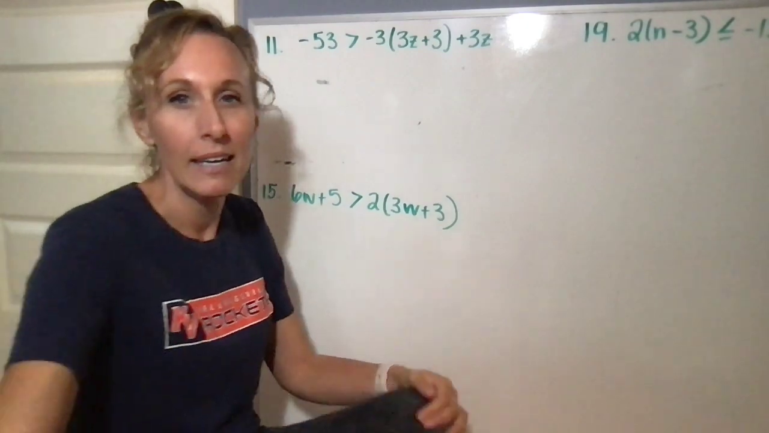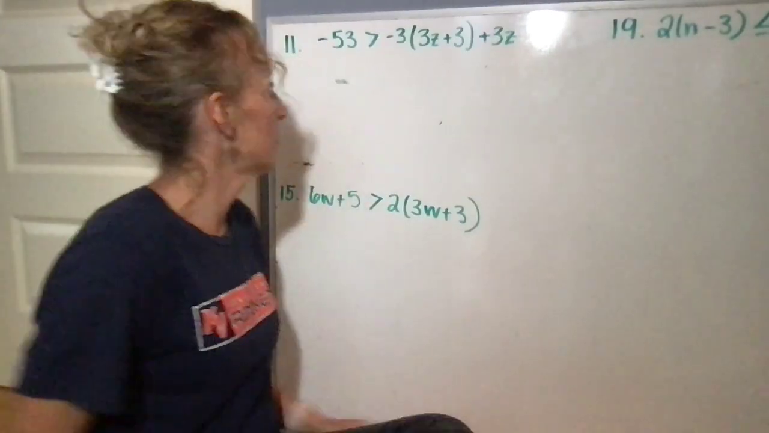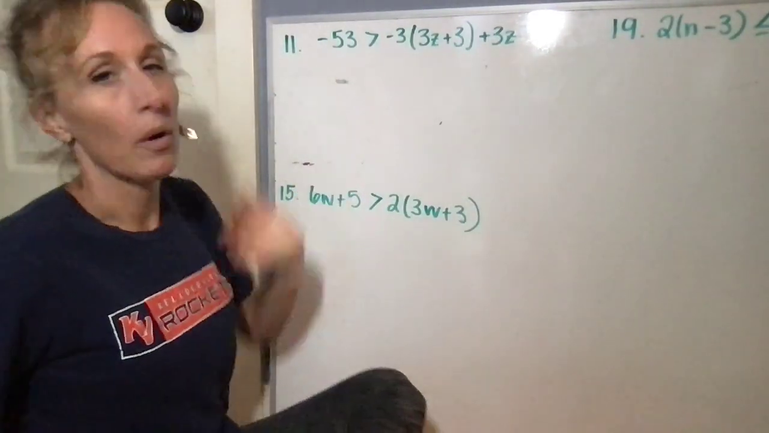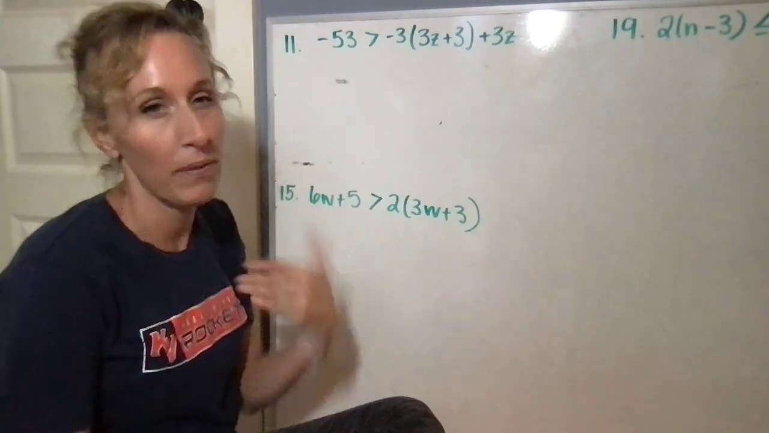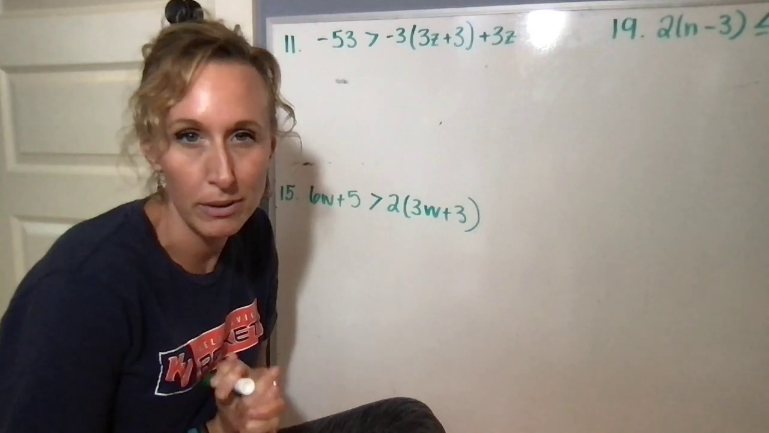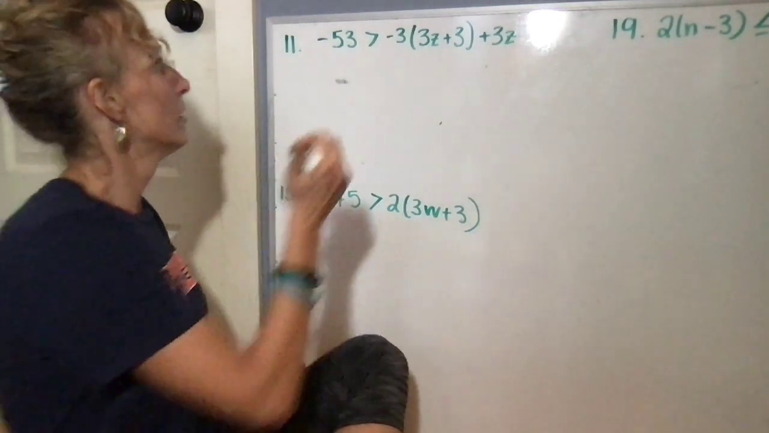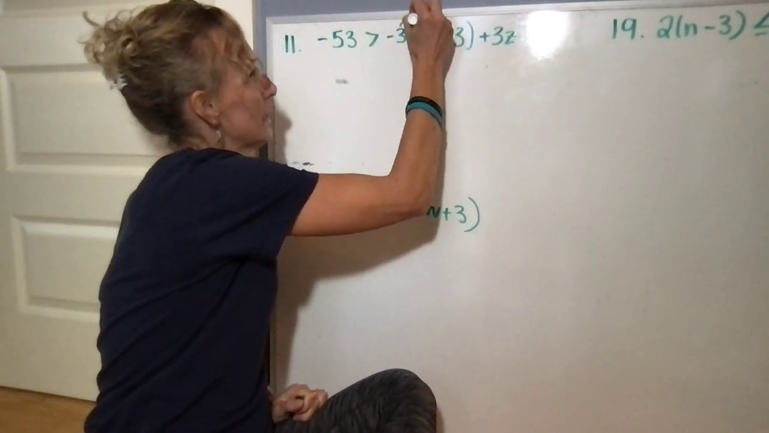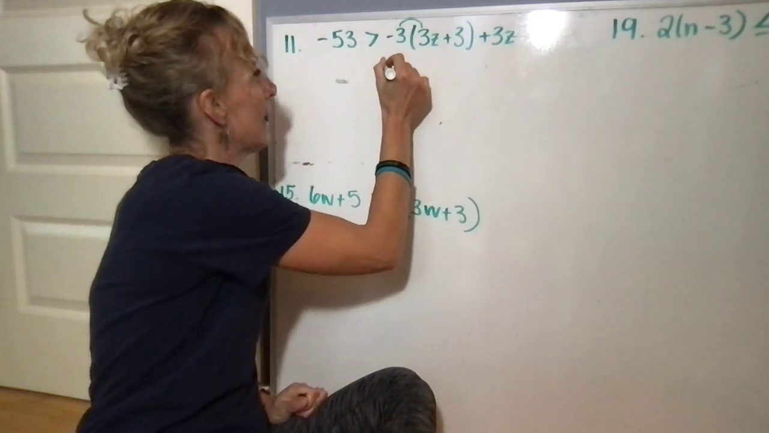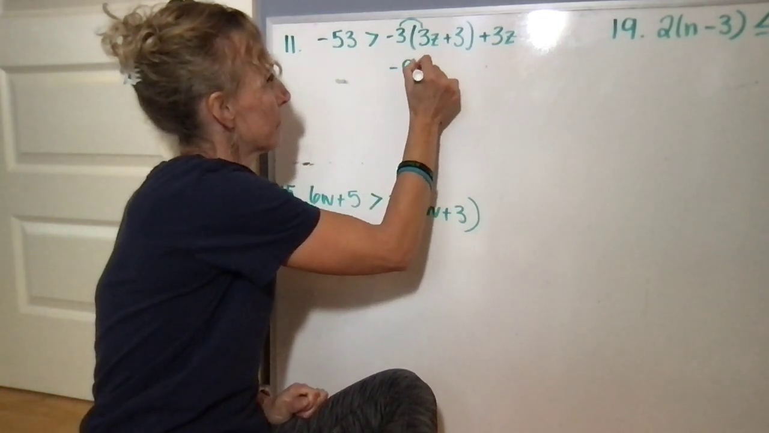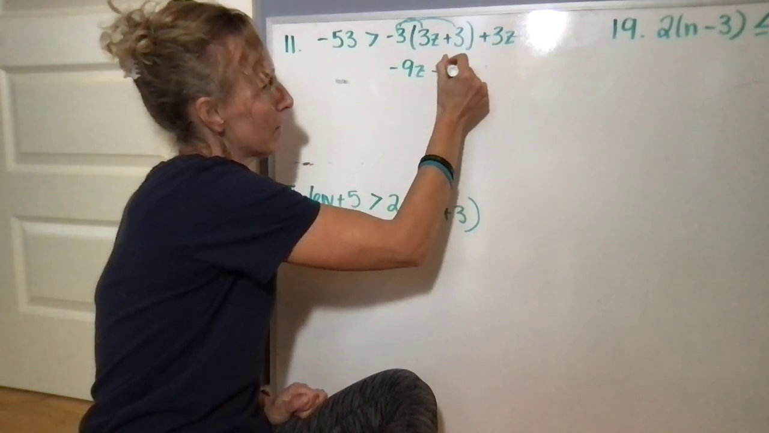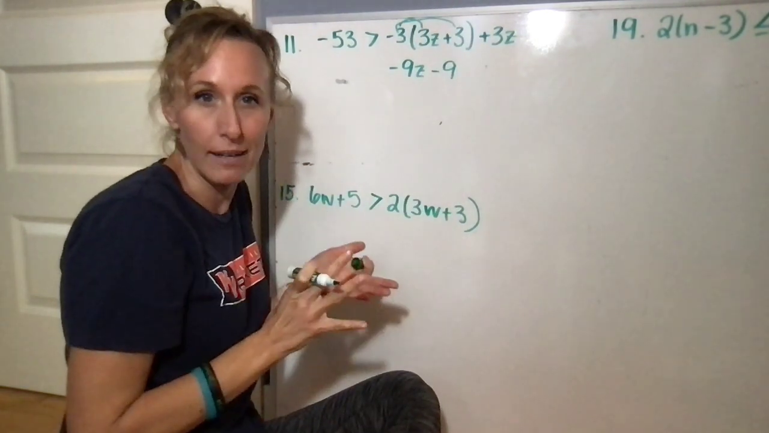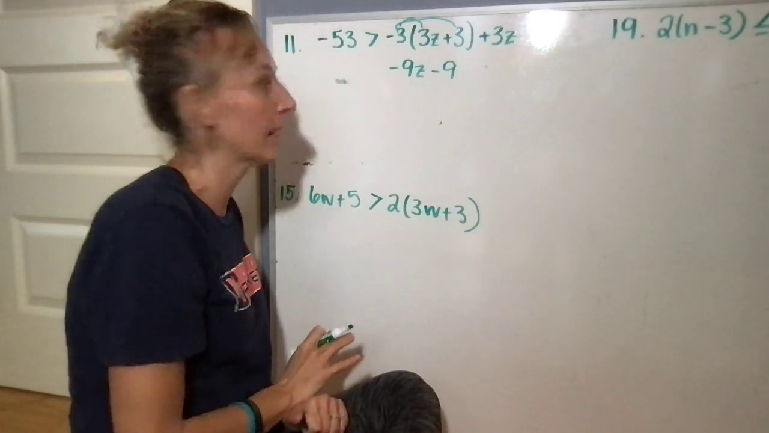Number 11, solving inequalities here, right? What we want to do first for any solving inequalities is if there are parentheses, we want to distribute and get rid of those, okay? So we're going to start with that. We're going to start by doing negative 3 times 3z and get negative 9z. Then do negative 3 times positive 3 and get negative 9. But you want to write it down just like that, right? And don't add any extra negatives.